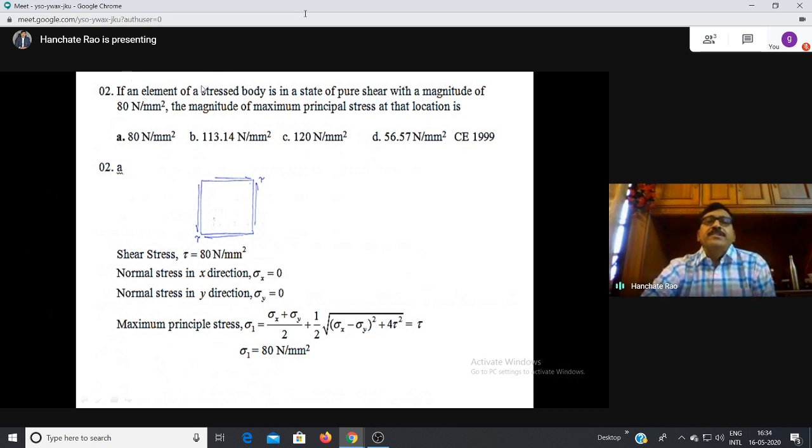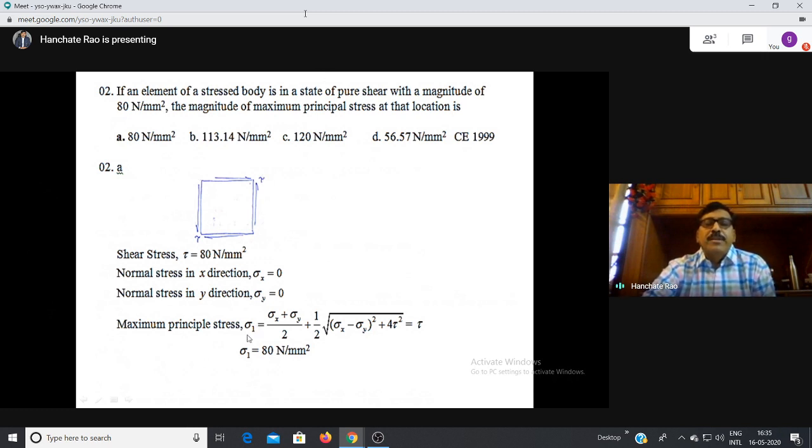If an element of a stressed body is in a state of pure shear with a magnitude of 80 Newton per mm square, the magnitude of maximum principal stress at that location is. Here he has given sigma x is equal to 0, sigma y is equal to 0, and he wants us to find out the major principal stress. Tau is 80 newtons per mm square.